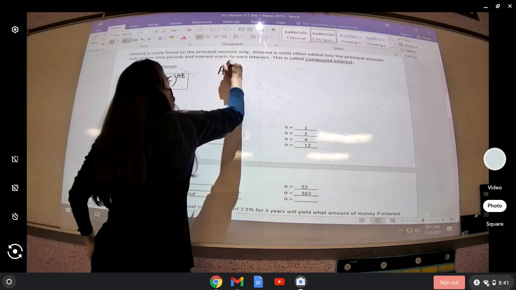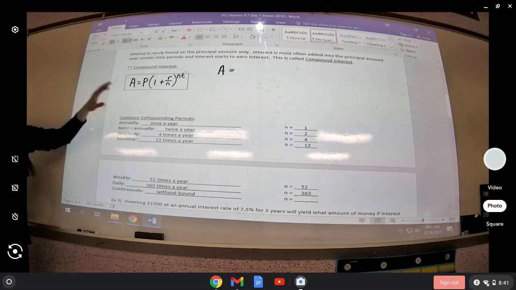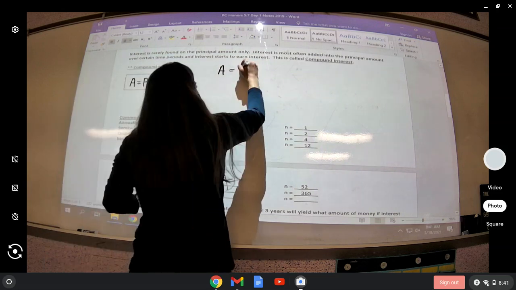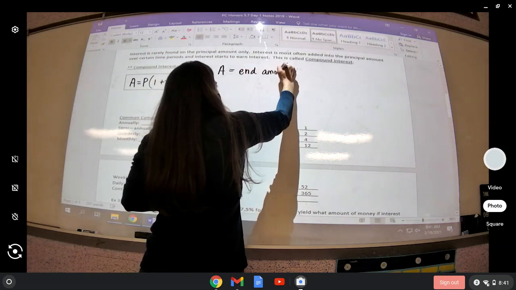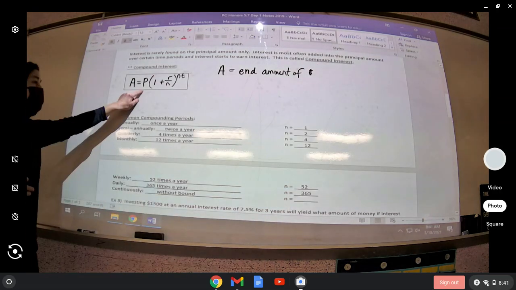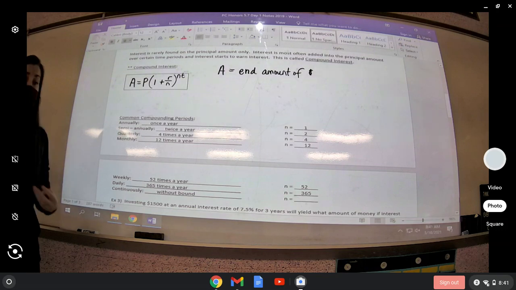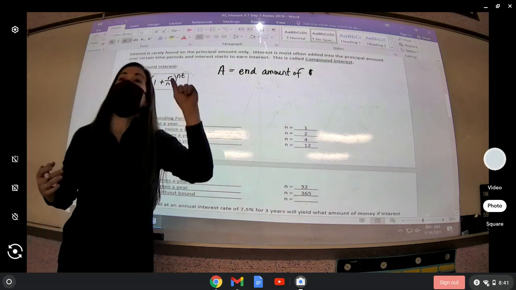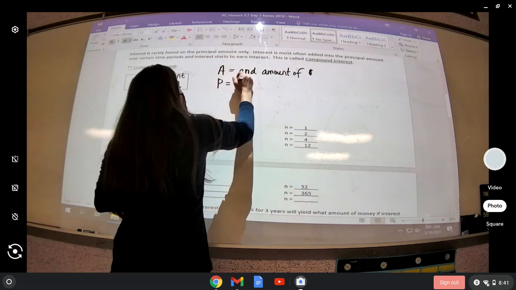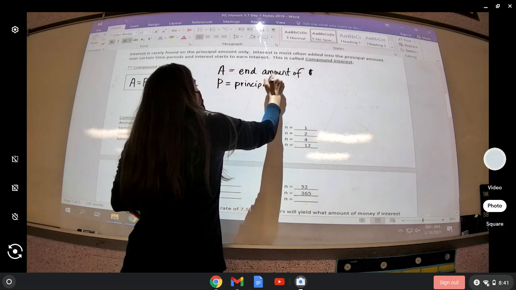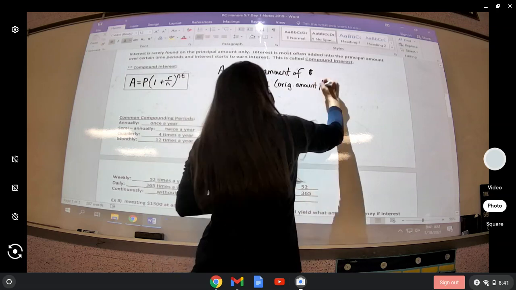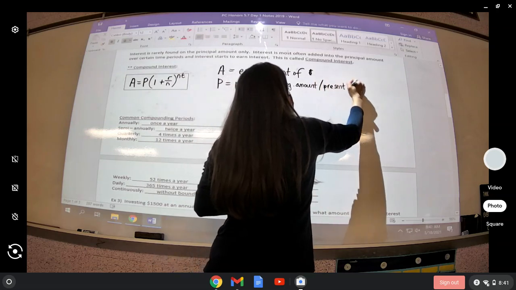Okay, so A is going to equal your end amount. How much money do you end up having after this interest is calculated? So that's going to be the end amount of money. P is going to be your principal. So that's the original amount of money. That's your start money. Sometimes they'll call it the present value, what you start with in the present.